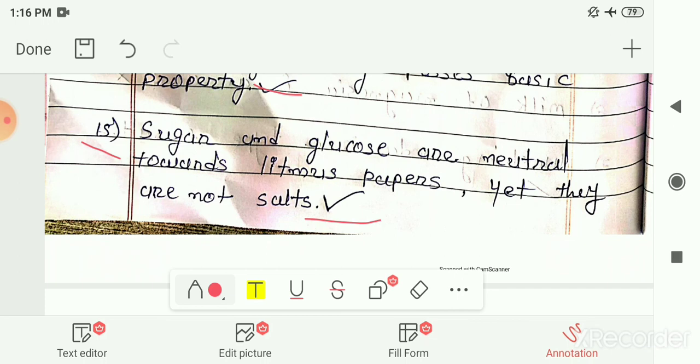So these 5 questions: question 1, choose the correct option. Question number 2, fill in the blanks. Question number 3, give only one word answer. Question number 4, give 2 examples of each. And question number 5, true or false. So these 5 questions you have to write in your notebook. This is your homework. In the next video, we will see the remaining exercise. Thank you.